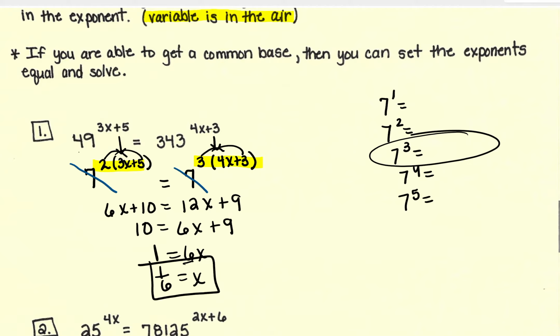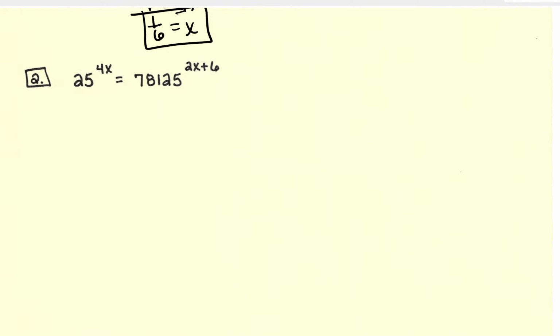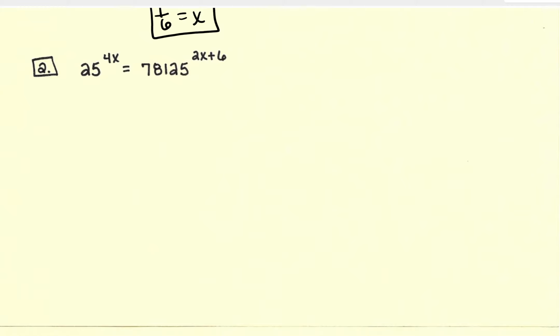All right, let's take the next one. So looking at this second example, seeing that 25 makes it pretty obvious to me that that base is going to be 5. And if you'd like to, try the problem on your own, pause the video and do that, and then you can come back and restart and check to see how you did. But I do know that that's going to be 5 to some power. So that's 5 squared. Bring down your 4x.